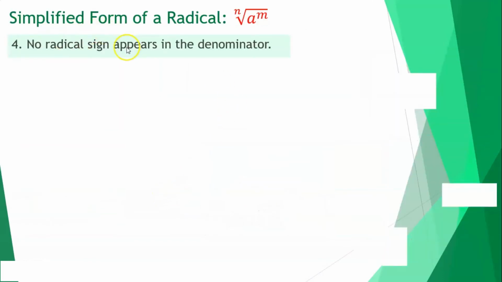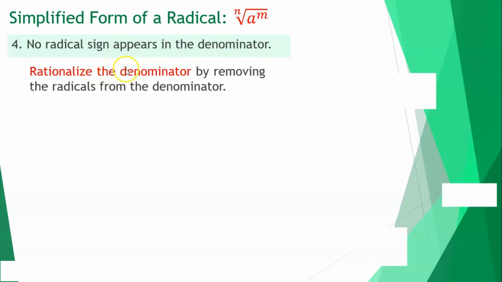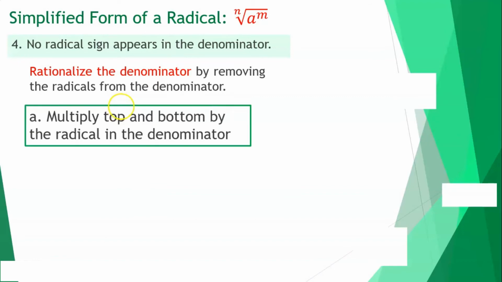No radical sign appears in the denominator. Now, the mathematical term for this is rationalizing the denominator, or rationalize the denominator by removing the radicals from the denominator. So, now there are 2 ways of doing it. Number 1, if in case the denominator is a single radical term.